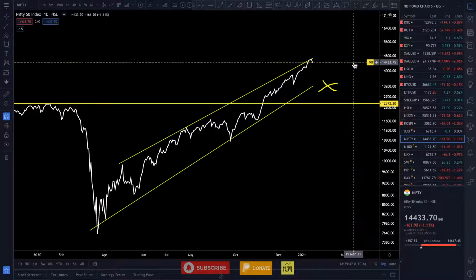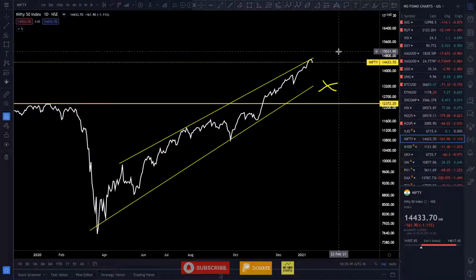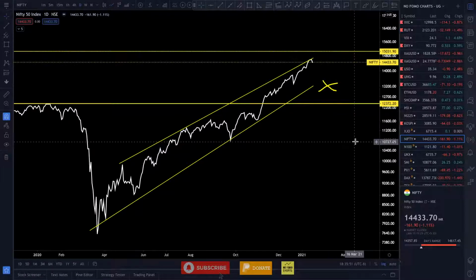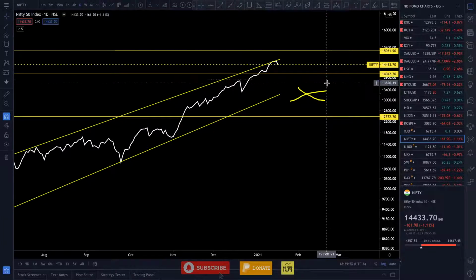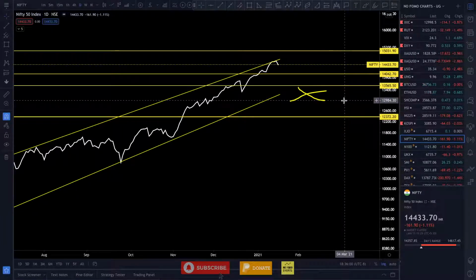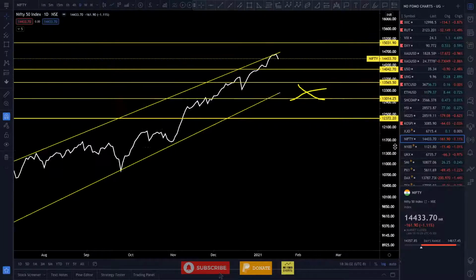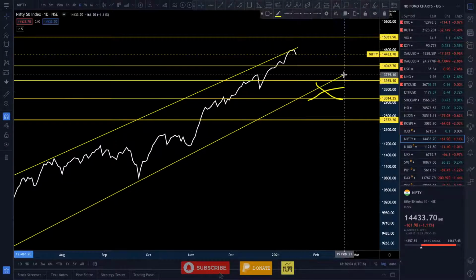So I would probably just use, on this chart, maybe just whole numbers. The closest whole number is 15,000. The immediate support is 14,000. We got 13,500 and then 13,000, as our potential downside pullback targets.